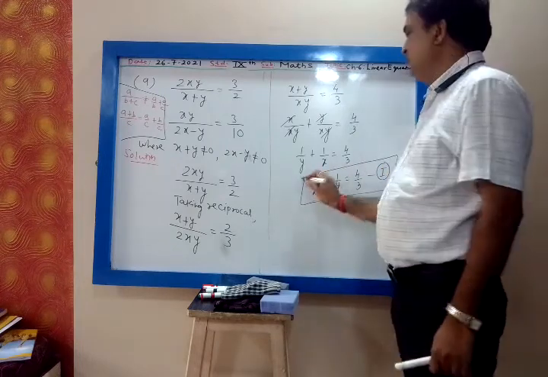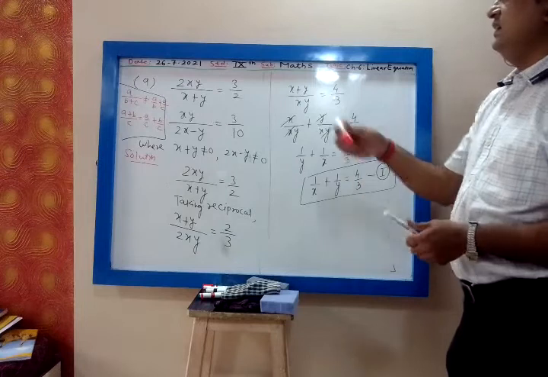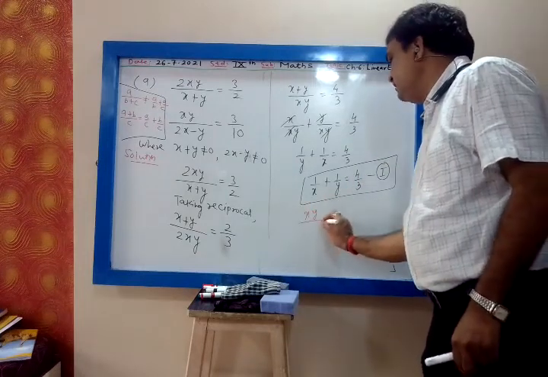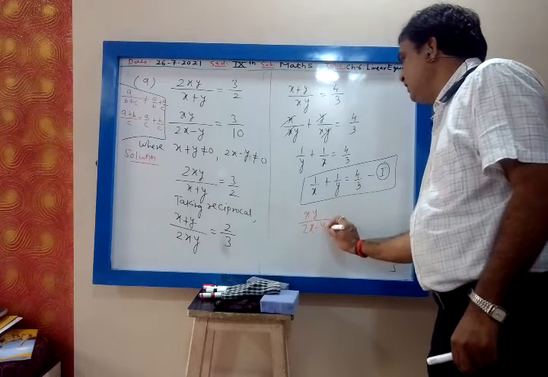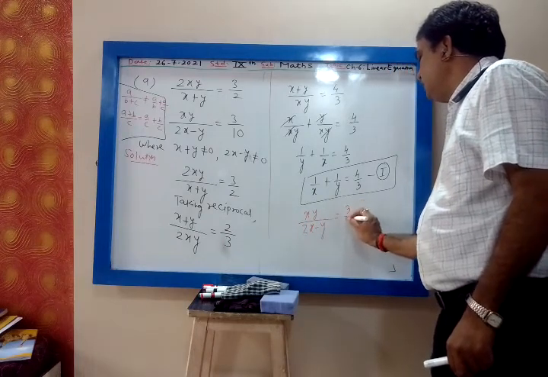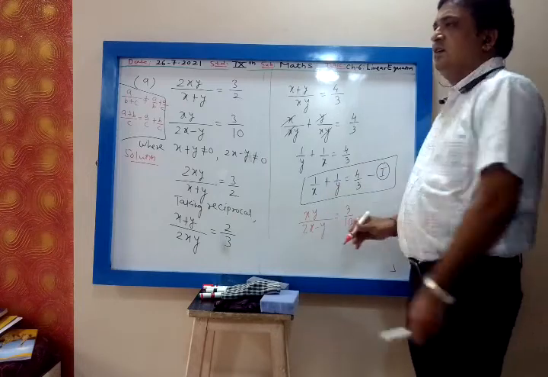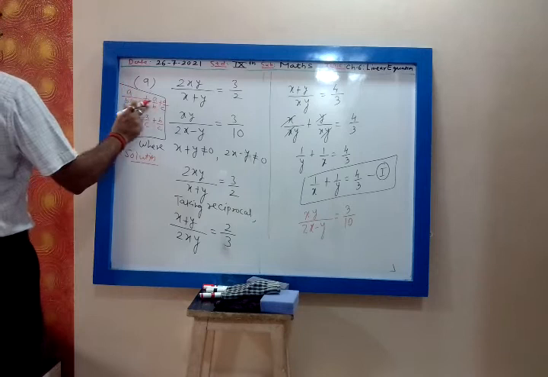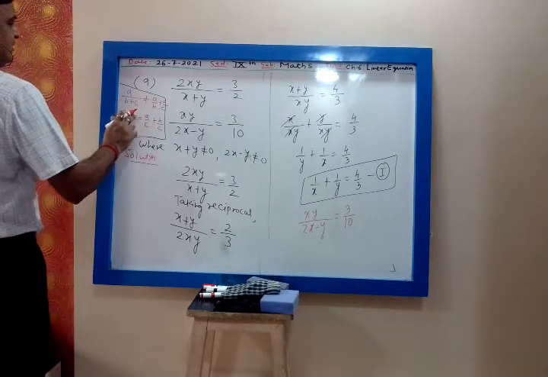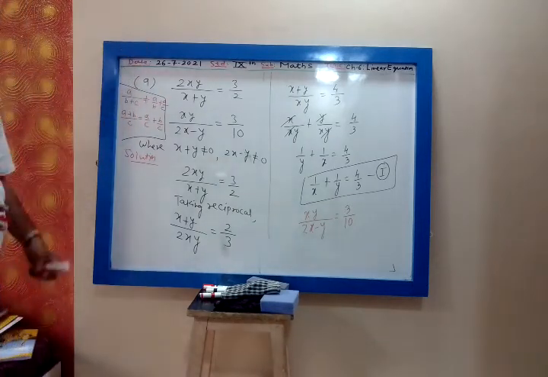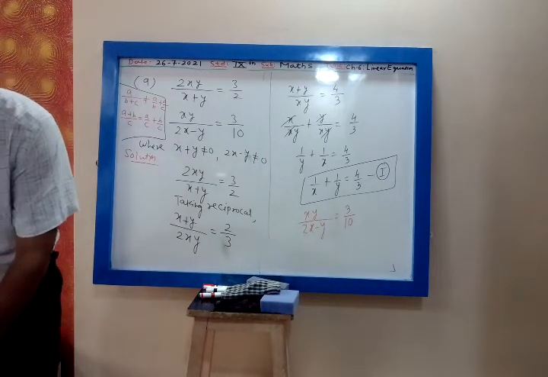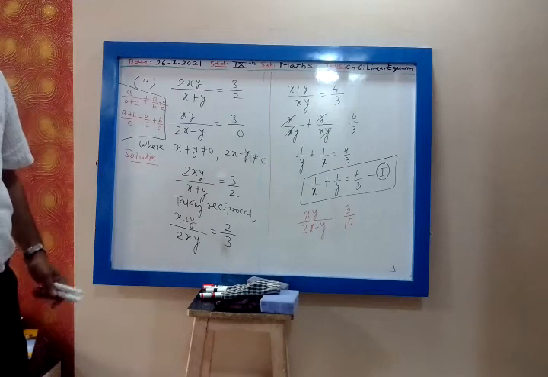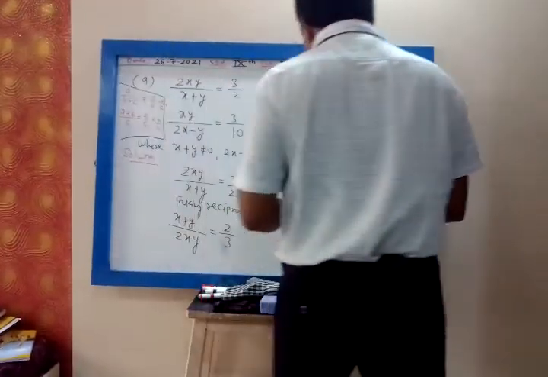Okay. Similarly, you will simplify the second. xy upon 2x minus y is equal to 3 by 10. So in the numerator there is one term. So whenever the numerator has one term, a upon b plus c, I cannot write a by b plus a by c. But whenever there are two terms in the numerator, that we can write. So in this also we take reciprocal.